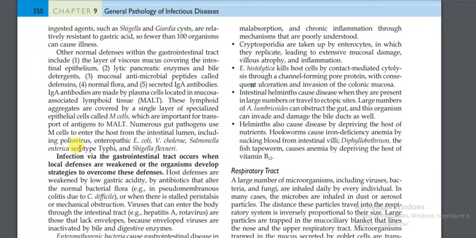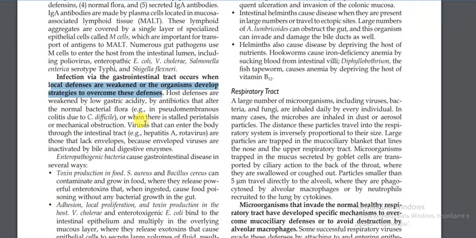Okay. Infection via the gastrointestinal tract occurs when local defenses are weakened, or the organisms develop strategies to overcome these defenses. As I said before, host defenses are weakened by low gastric acidity, and by antibiotics that alter the normal bacterial flora. For example, pseudomembranous colitis due to Clostridium difficile, which can settle in the digestive tract after the use of antibiotics, or when peristalsis stops or mechanical obstruction happens.